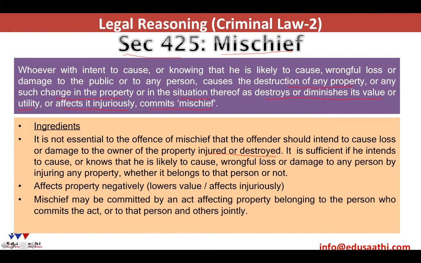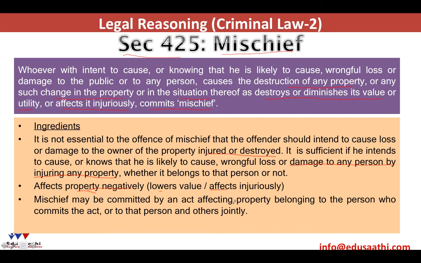So the only intention behind the concept of mischief should be wrongful loss to a person by injuring the property. So there's an intention to cause damage to any person by injuring any property, whether it belongs to that person or not. Such action of causing damage affects the property negatively and lowers its value.